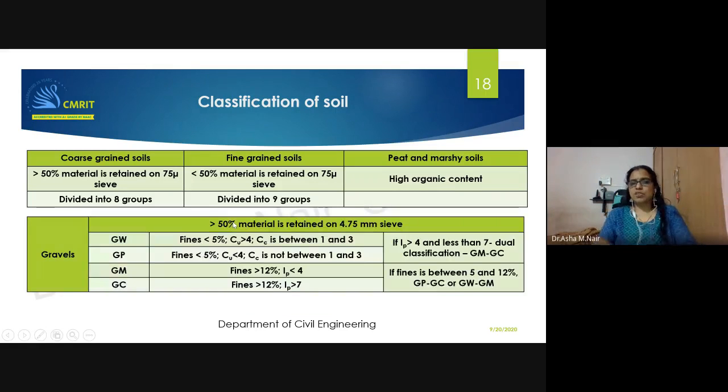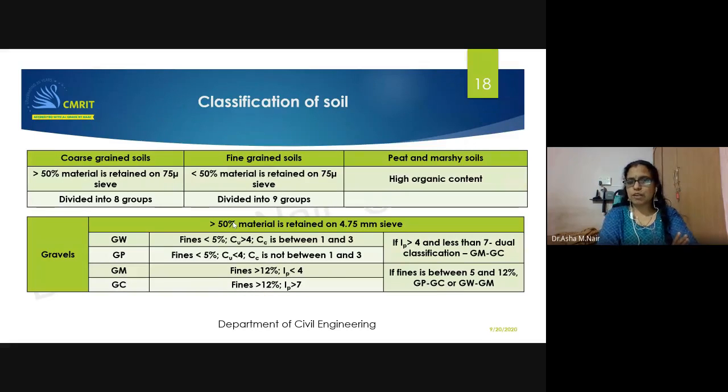So classification of soils, I have told you there are basically 18 groups of classification. In this, coarse grain soil is classified into 8 groups and the fine grain soil is classified into 9 groups. So gravels are classified into 4 and they are basically classified based upon the plastic limit as well as plasticity index and also based upon the fines that are present.